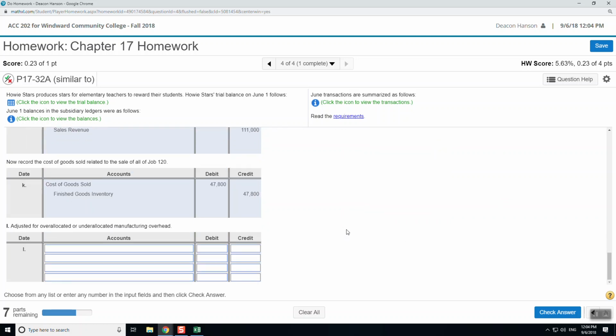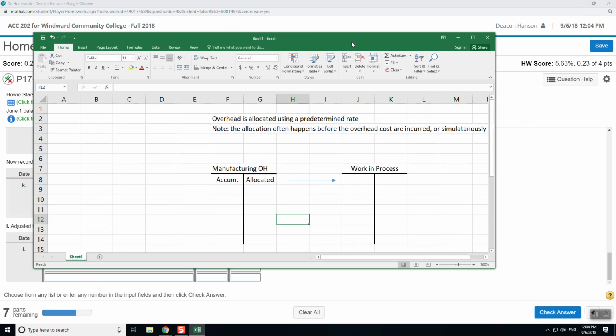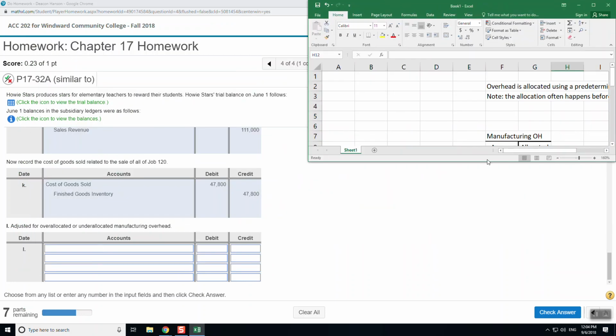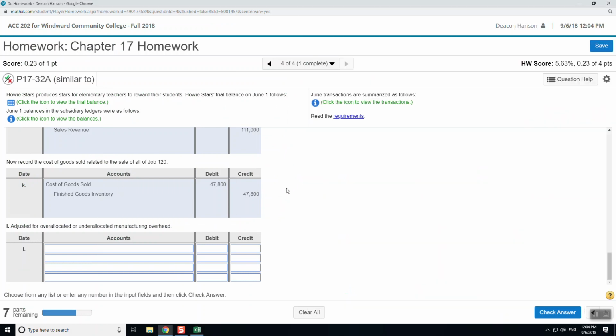Okay, now we need to make an entry to adjust the over allocation or under allocation of manufacturing overhead. Okay, so let's take a look at what we got here. I'll leave those phrases there just for you. It actually would be numbers sitting here. And we'll make this smaller so I can show you what we're doing. We're going to figure out how much overhead.